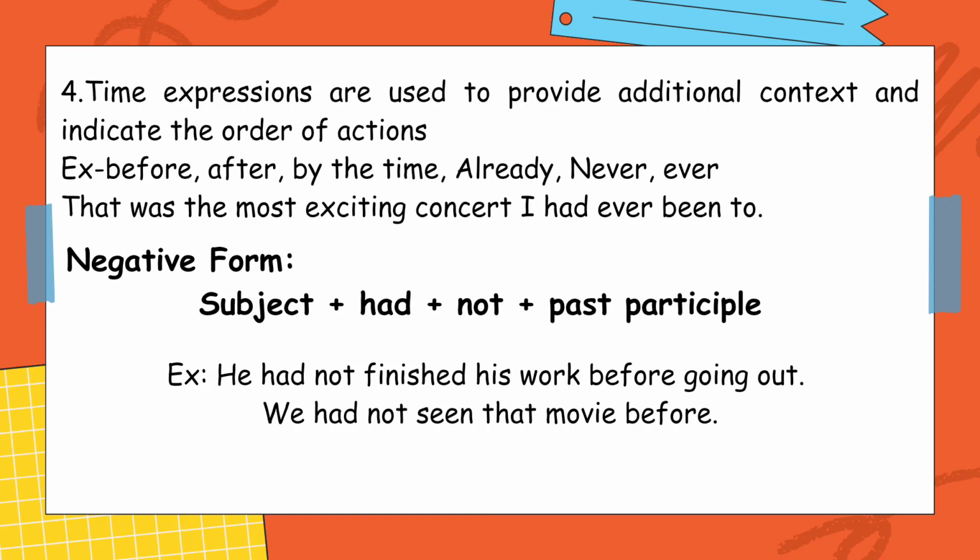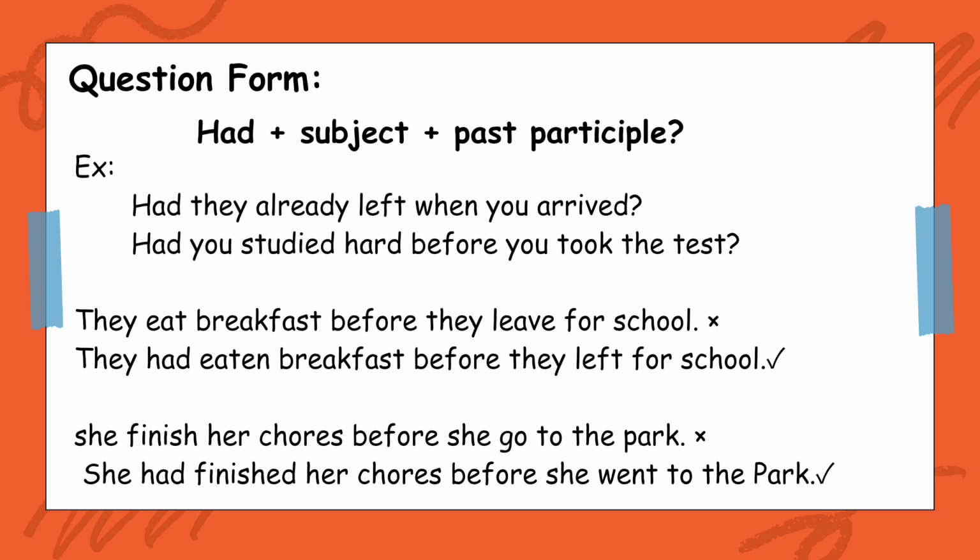Negative form: subject plus had plus not plus past participle. Example, he had not finished his work before going out. We had not seen that movie before. Question form: had plus subject plus past participle. Example, had they already left when you arrived? Had you studied hard before you took the test?